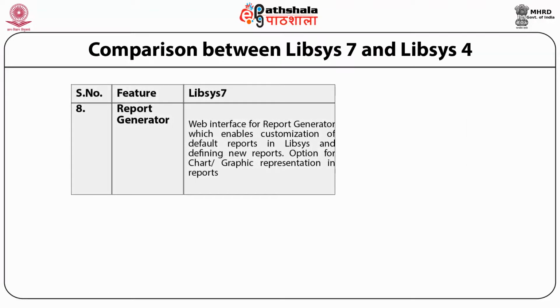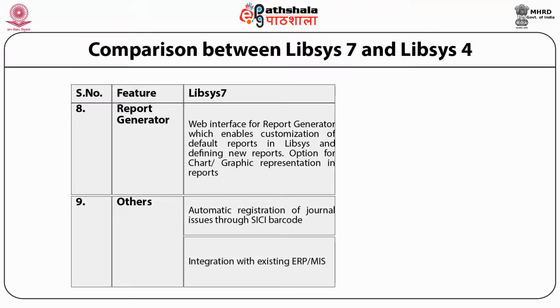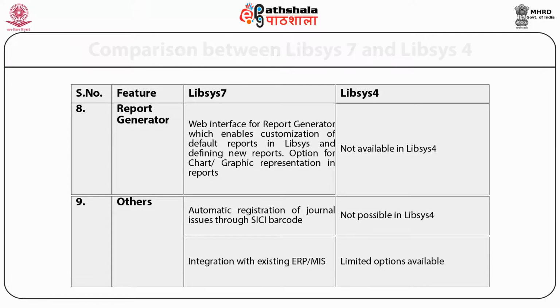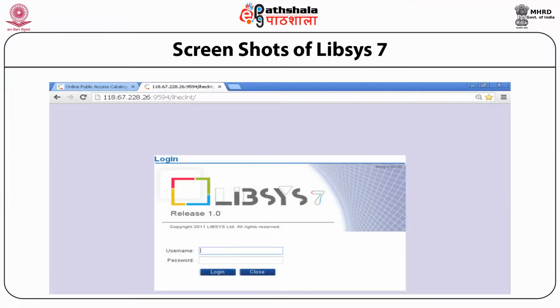Lipsys 7 has a web interface for report generator which enables customization of default reports in Lipsys and defining new reports. Options for chart and graphical representation are available in Lipsys 7 for reports. It also provides automatic registration of journal issues through SICI barcode and integrates with existing ERP or MIS available. You can see on the screen the login page of Lipsys 7 through the web browser.